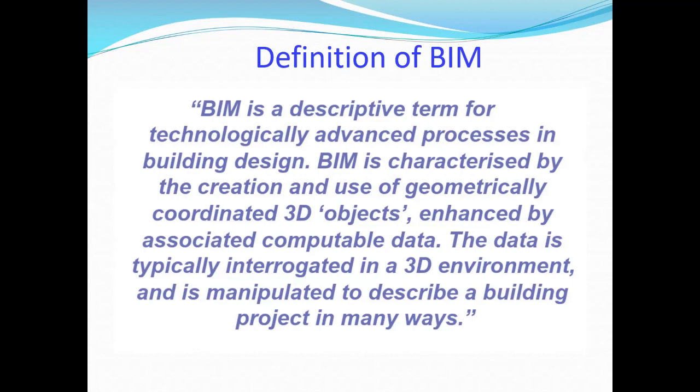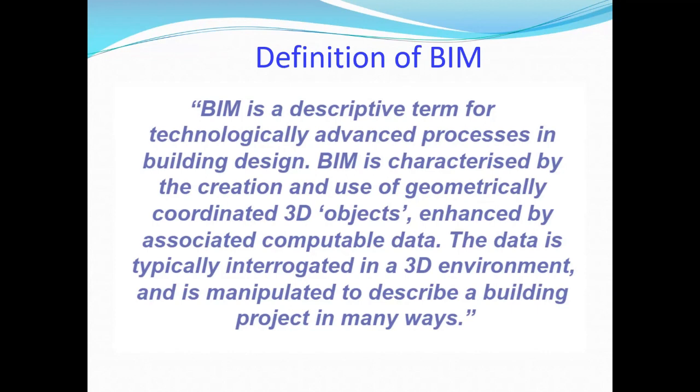BIM is a descriptive term for technology advanced processes in building design. It's a processes in building design. BIM is characterized by creation and use of geometrically coordinated 3D objects. So the important here is geometrically coordinated 3D object. Basically, as engineers, everything when we do the design is geometrically coordinated, right? If you want to build it, first you do the surveying. It's geometrically coordinate your building, right? So this model is geometrically coordinated.